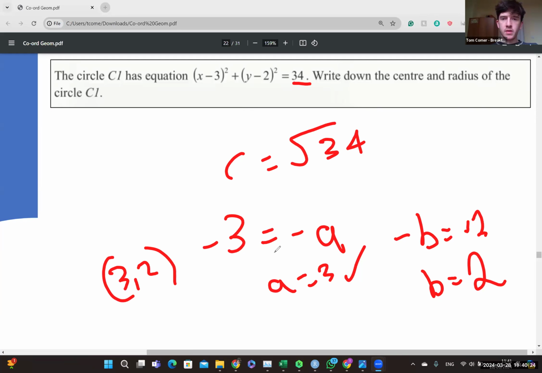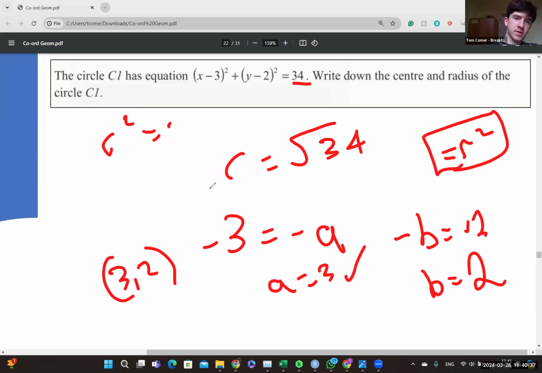Loads of people got that. Very well done, really good. So we do the square root of 34 because our formula reads that it's all equal to r squared. So if r squared equals 34, we're looking to find out what r is, not r squared. So we're going to square root 34 to find that, okay?